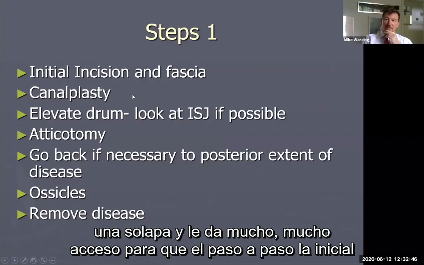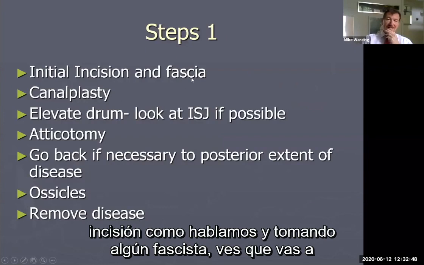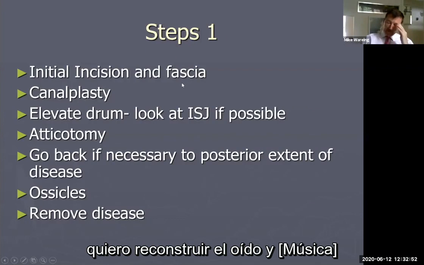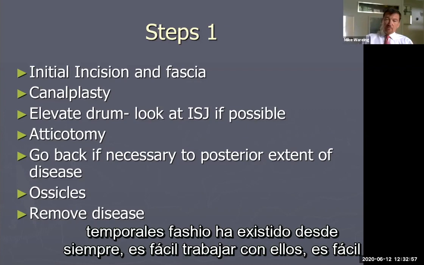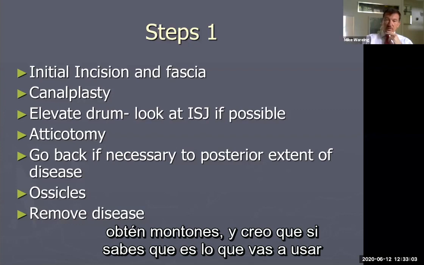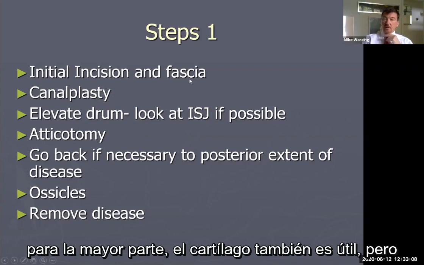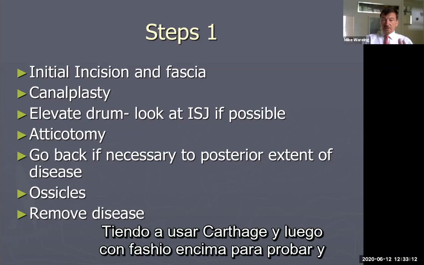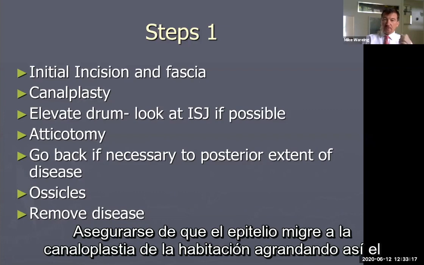So step one is the initial incision, as we've spoken about, and taking some fascia. So you're going to want to reconstruct the ear. Temporalis fascia has been around forever. It's easy to work with. It's easy to get lots and lots of it. And I think it is what you're going to use for most of it. Cartilage is also helpful, but I tend to use cartilage and then fascia over the top of it to try and ensure that the epithelium migrates over it.